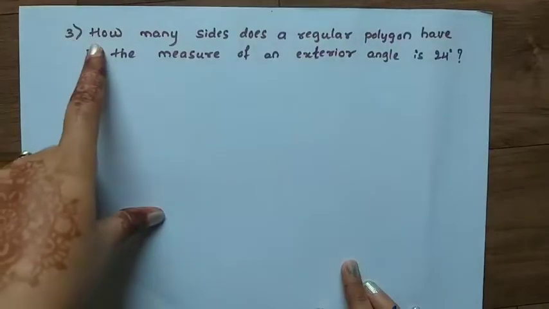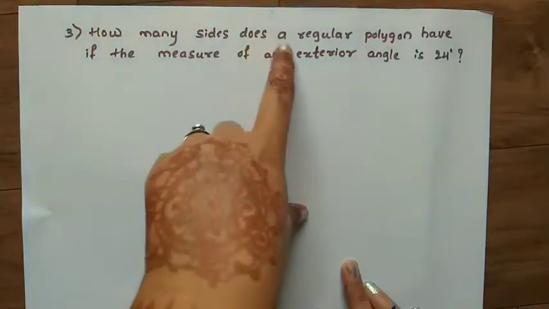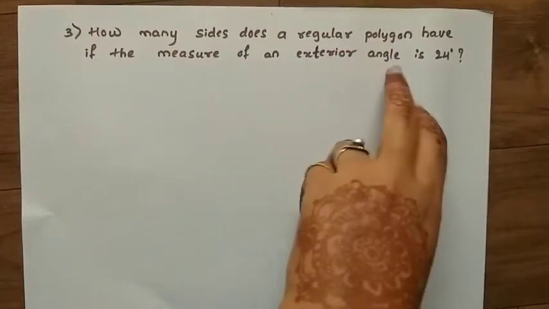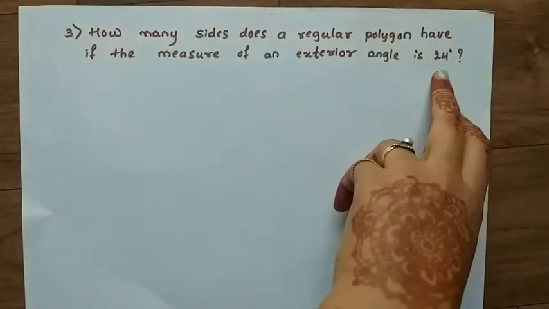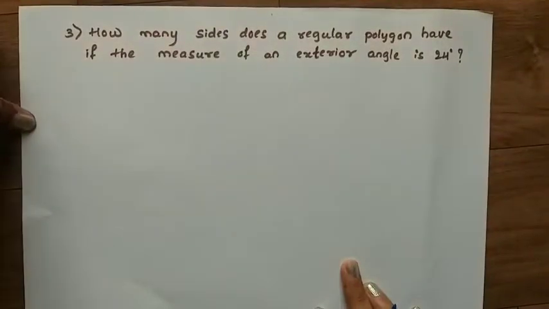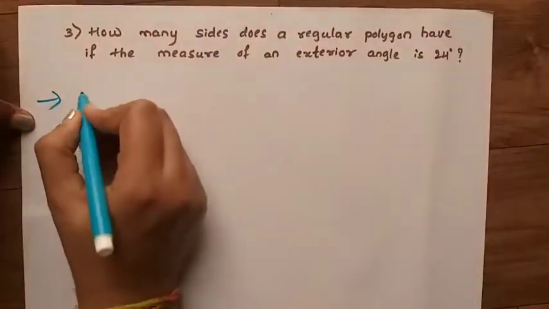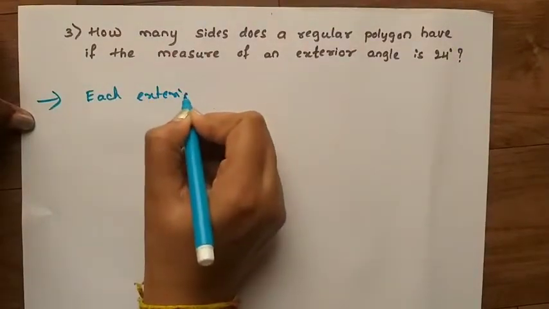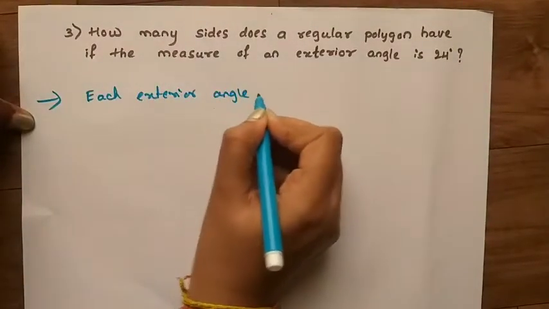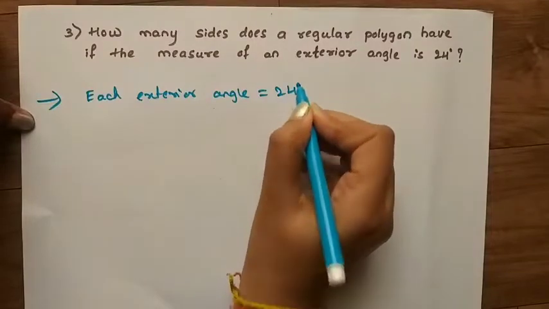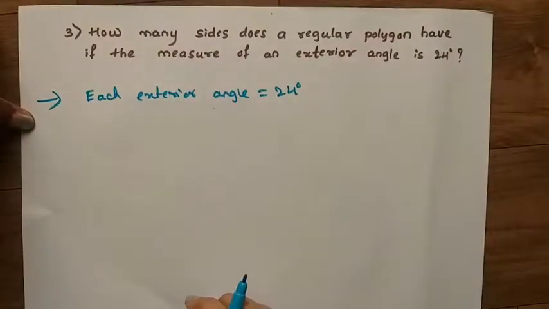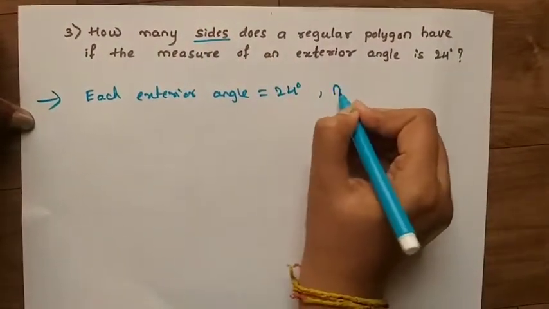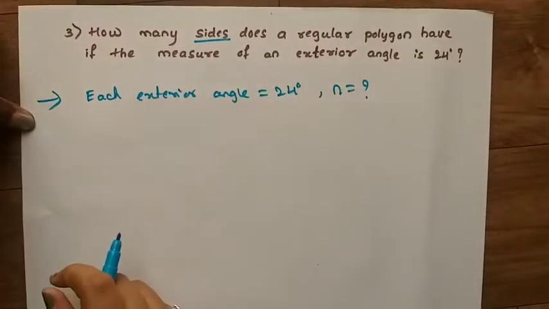So let's see the third question. How many sides does a regular polygon have if the measure of an exterior angle is 24 degrees? Here they gave each exterior angle value. What is given here? Each exterior angle is how much? 24 degrees. And what we have to calculate? Here we have to calculate the sides. So n is equal to question mark.